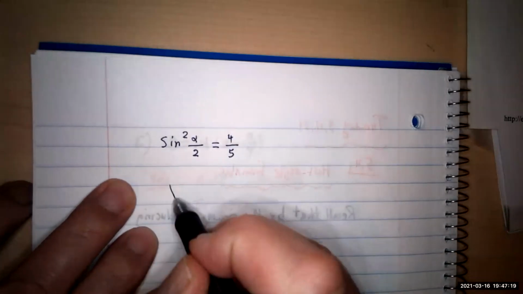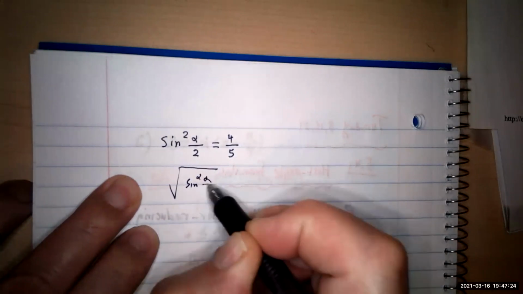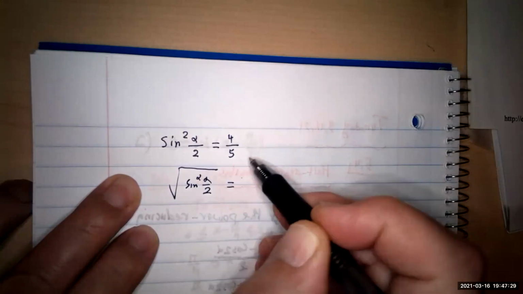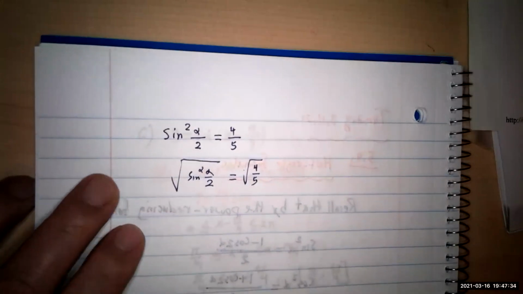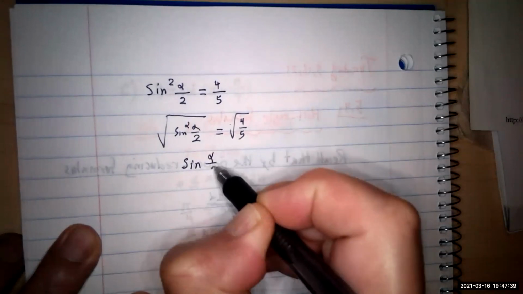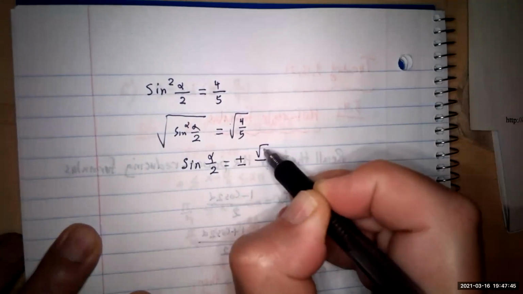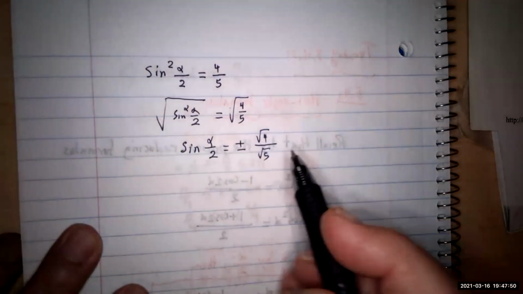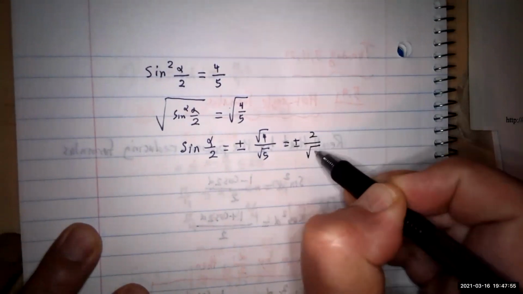When you take the square root, it's going to be the square root of sine square of alpha half, okay? And you have to use positive negative. So it's going to be 4/5. The sine of alpha half is going to be equal to positive negative. You go on the top, radical 4. You go down the bottom, radical 5. Radical 4 would be 2. So that gives a positive negative 2, over radical 5.